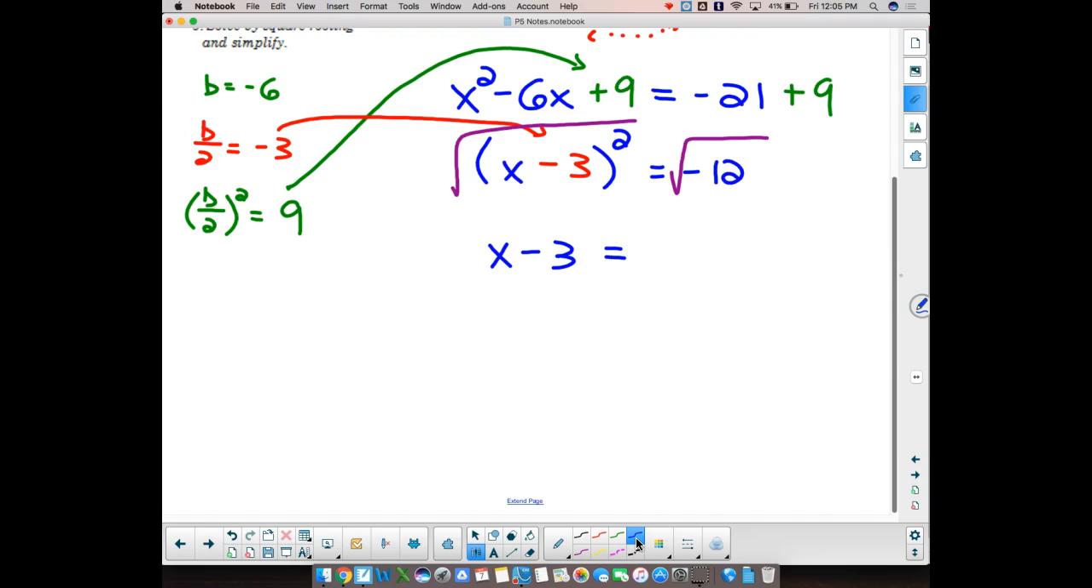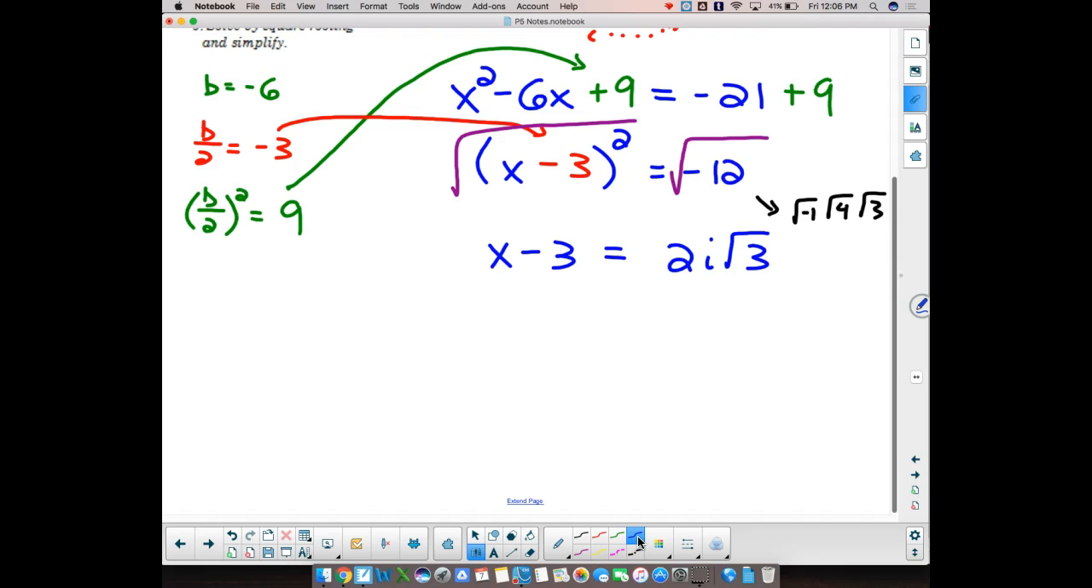Square root of the right side. It's going to be imaginary because we're square rooting a negative. So if I'm thinking square root of 12, this would really be square root of negative 1, square root of 4, and square root of 3. Square root of 4 is 2, square root of negative 1 is i, and the square root of 3 is root 3. So this is really going to be 2i times the square root of 3.